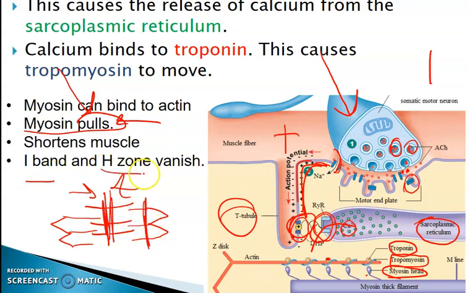I have said that at least 4 times now. You need to know that for the test. And the muscle shortens. Now, this is going to shorten the muscle by a nanometer. Not very much. But considering you have 1,000 sarcomeres in one skeletal muscle fiber, each one going a nanometer is going to make the muscle shorten. So when muscles contract, they shorten.